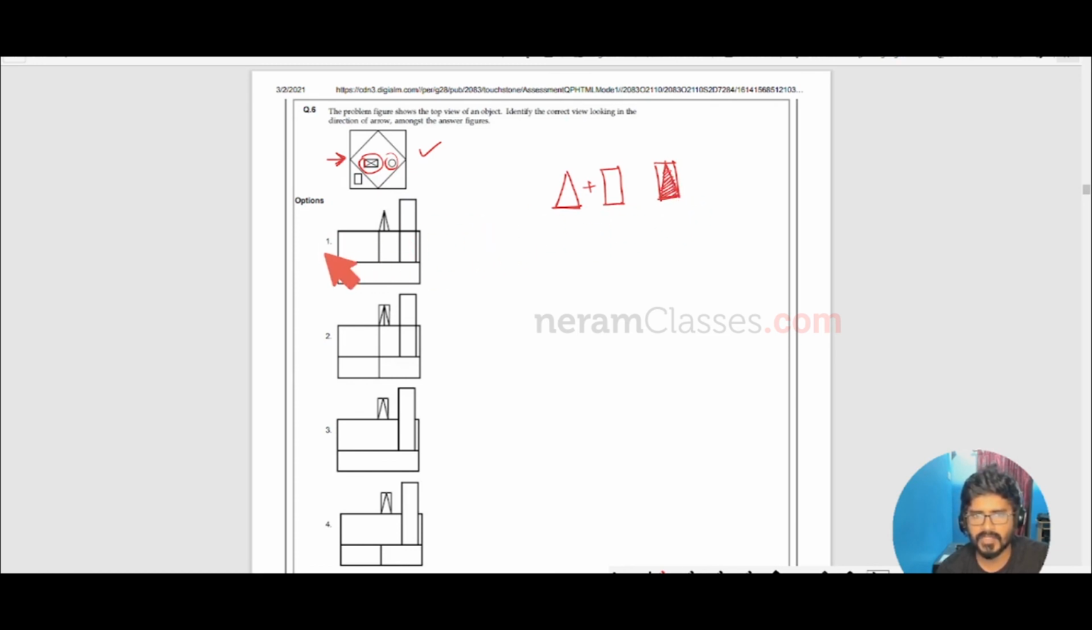So if we filter out the options based on this, option 1 will be a wrong answer, option 2 is also a wrong answer. The answer has to be between 3 and 4. If you compare these two, there is a difference: there is a line here. We can see that there is a sharp edge here, so the line has to come here, whereas both the upper and lower objects don't have a center line. So option 3 is the wrong answer and option 4 is the right answer for this question.